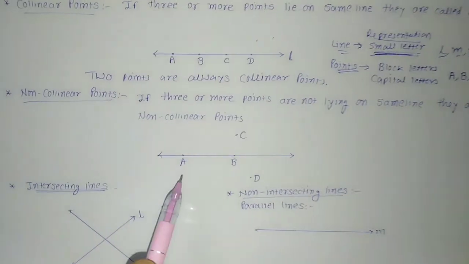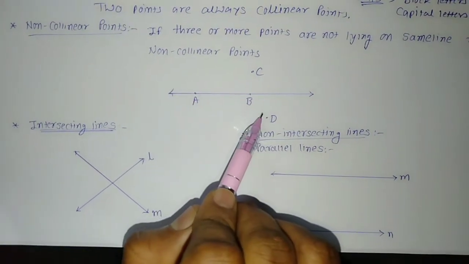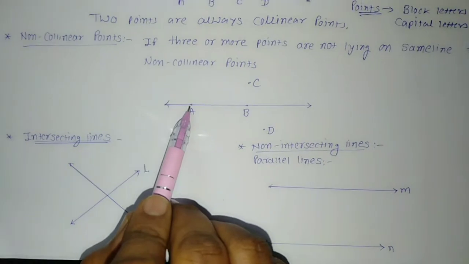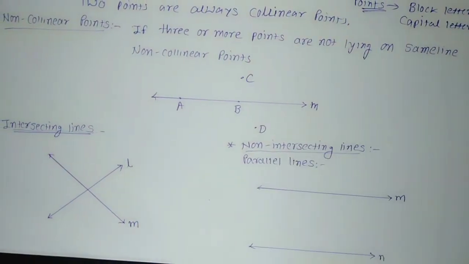Say for example, I have given you the example that points A, B, C and D are given in this plane. Out of that, points A and B are lying on this line. Let me say this line is m.